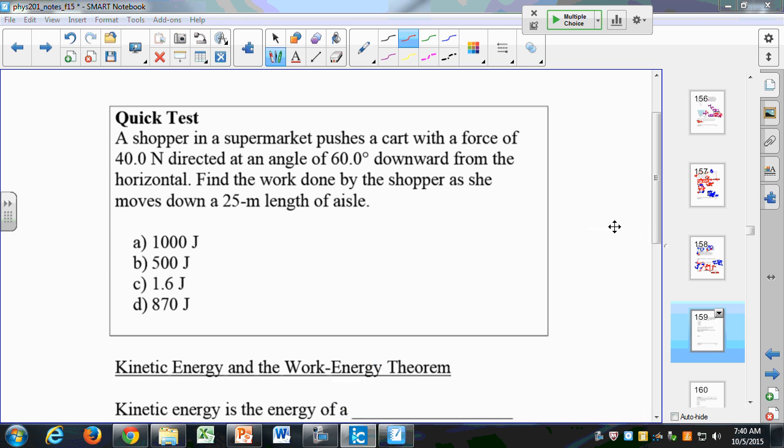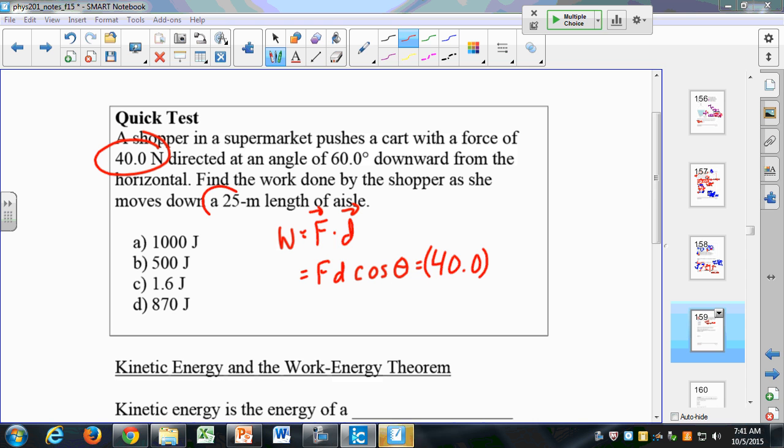Remember, our work is F dot D. That's the vector F times the vector D, the dot product. But the dot product is defined as the magnitude of the first vector times the magnitude of the second vector times the cosine of the angle between them. So it's going to be the force, which is 40, times the displacement, which is 25, times the cosine of the angle between them, which is 60 degrees. That's going to be 1,000 times a half, or 500 joules. So B is the right answer.